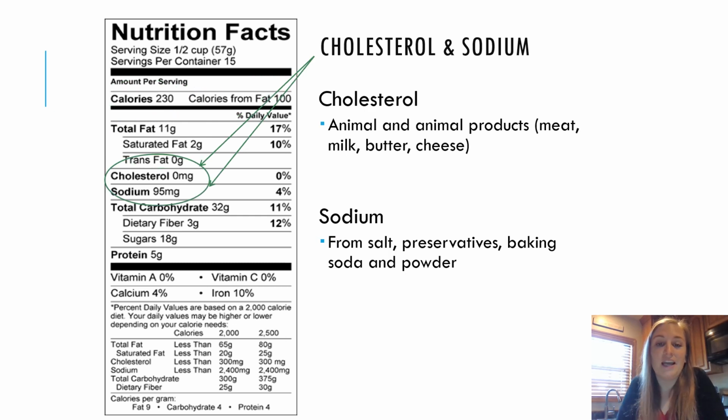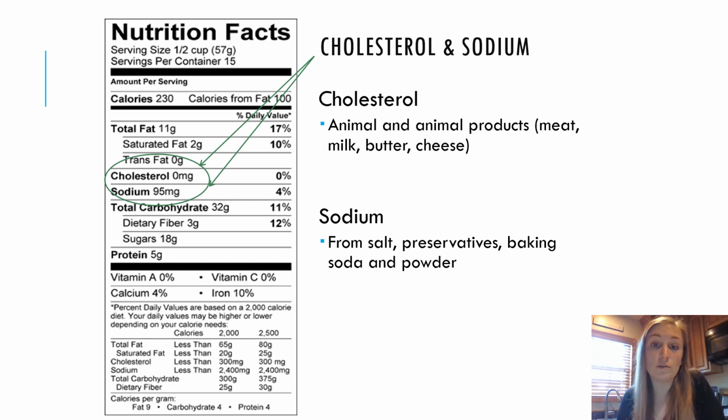All right. Now we have cholesterol and sodium on the food label. Cholesterol is found in any animal or animal product. For example, rice is a cholesterol-free food, right? Because it does not contain any animal products. It is, of course, important to be mindful of the amount of cholesterol you're consuming, especially when the product is also high in saturated fat and you consume it regularly.